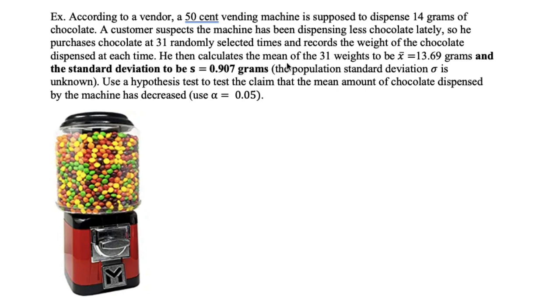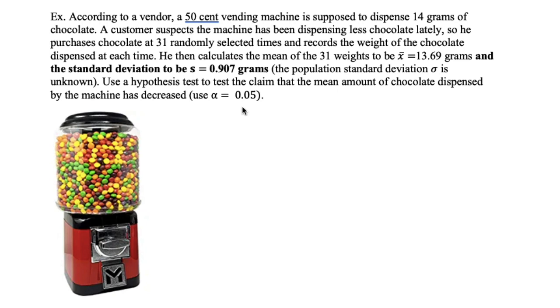He then calculates the mean of the 31 weights to be X bar equal to 13.69 grams, and the standard deviation to be S equal to 0.907 grams. So that's a sample standard deviation. The population standard deviation, sigma, is unknown. Use a hypothesis test to test the claim that the mean amount of chocolate dispensed by the machine has decreased.